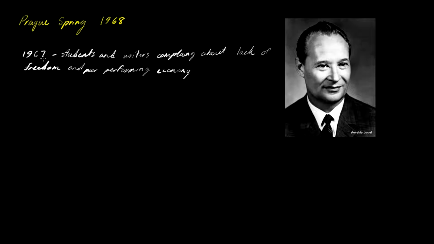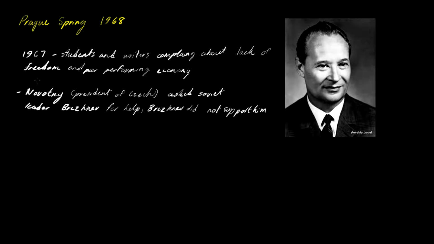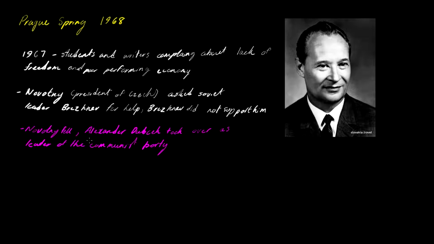So let's look at some of the events that led to this and why did it only last for 4 months. So in 1967, students and writers were complaining about the lack of freedom and the poor performance of the Czechoslovak economy. So Novotny, the Czechoslovak president at the time, asked the Soviet leader Leonid Brezhnev for help because the economy was bad. There was a lack of freedom. So Novotny asked for help from the Soviet leader, but Brezhnev did not support his ambitions. So then Novotny eventually fell from power.